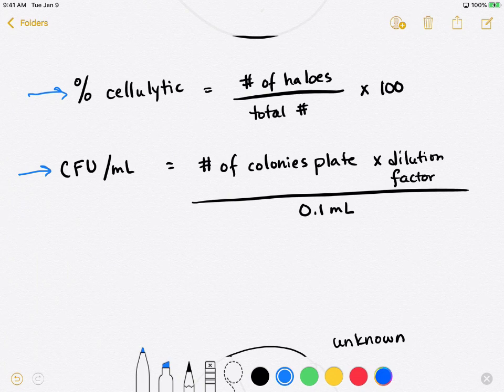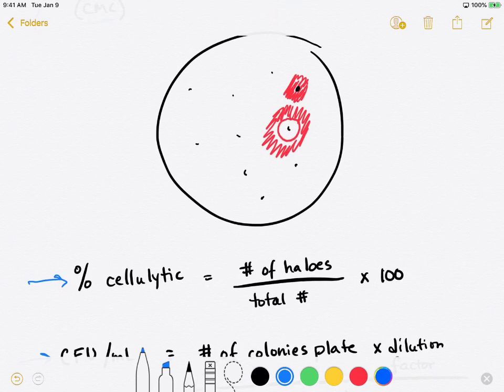This stands for culturable bacteria per milliliter in the soil sample. These are two ways to talk about the bacteria. So let's go back to our sort of ugly drawing, and let's imagine we've got 10 different colonies here.